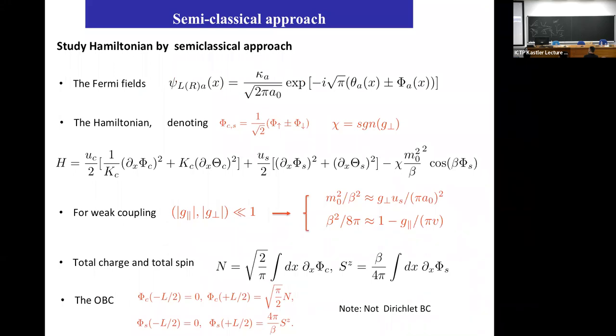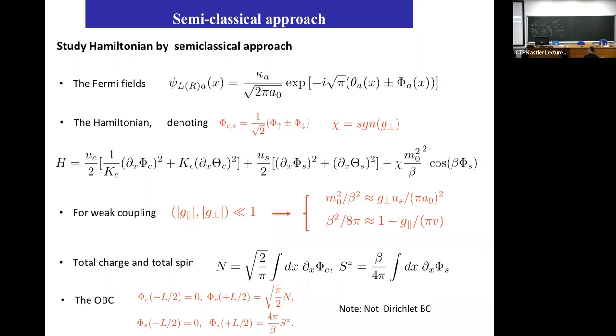So let me first do a quick semi-classical calculation. If I bosonize the fermionic field, namely I express them in terms of the bosonic field theta and phi, its dual field, this is a standard formula. The Hamiltonian separates into charge and spin sectors. In the charge sector, it becomes a Luttinger liquid, while in the spin sector, it becomes a Sine-Gordon model with a cosine term. And the relation between the parameters in the Sine-Gordon and the fermionic language are well known and studied and written down here.